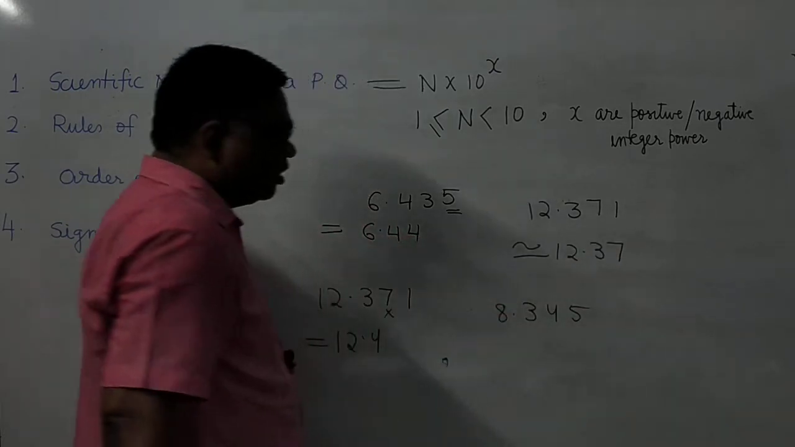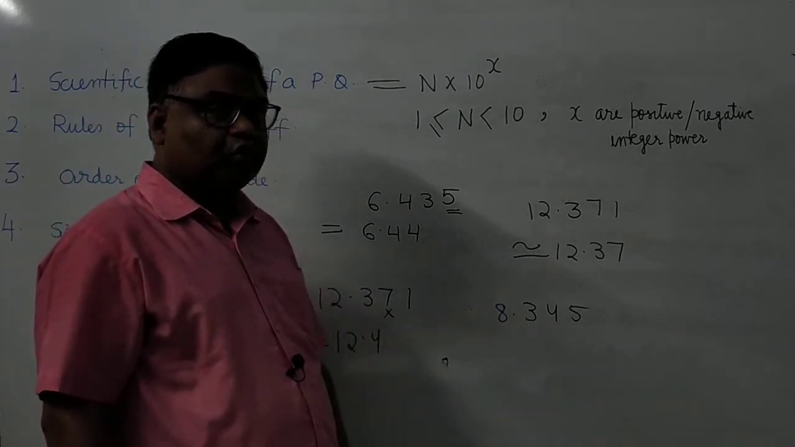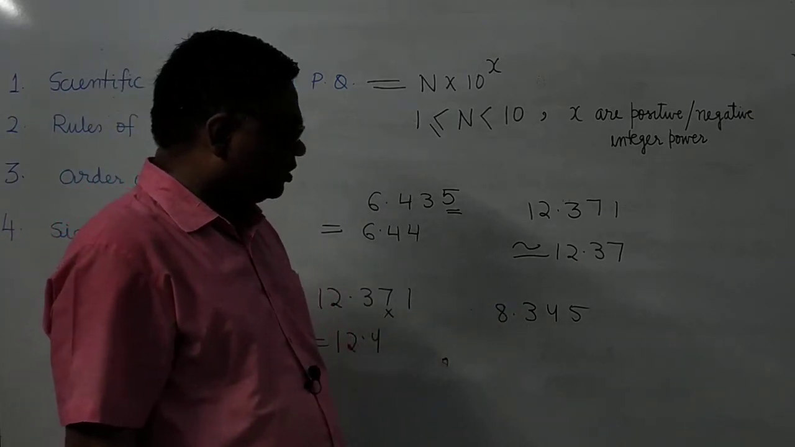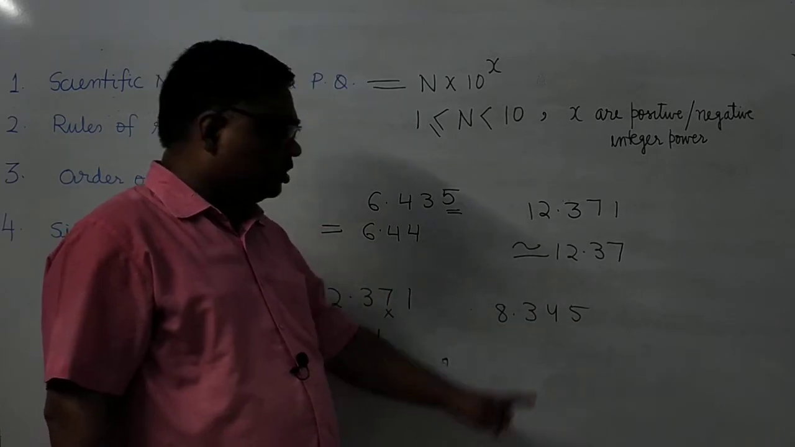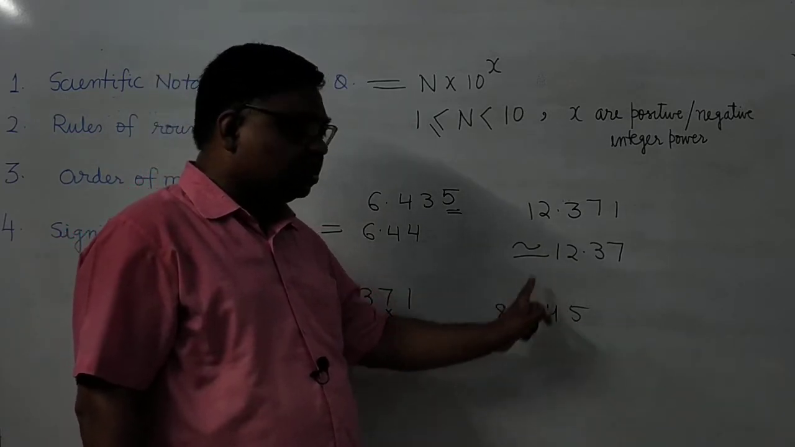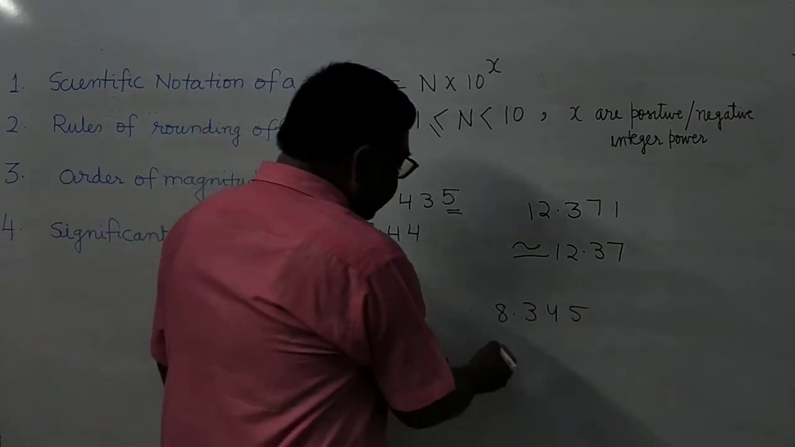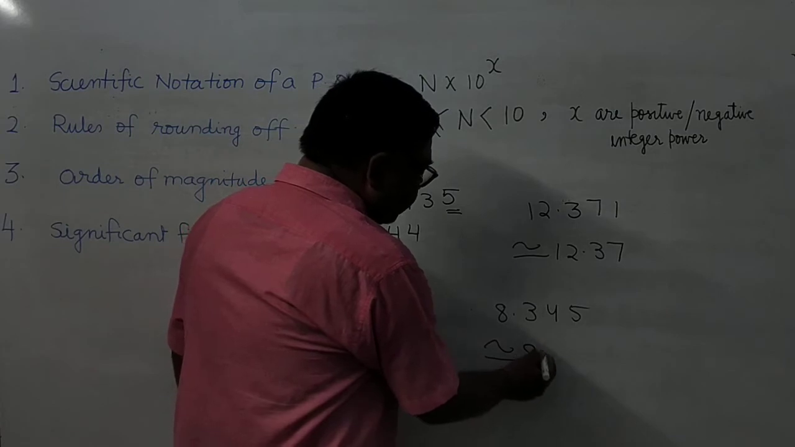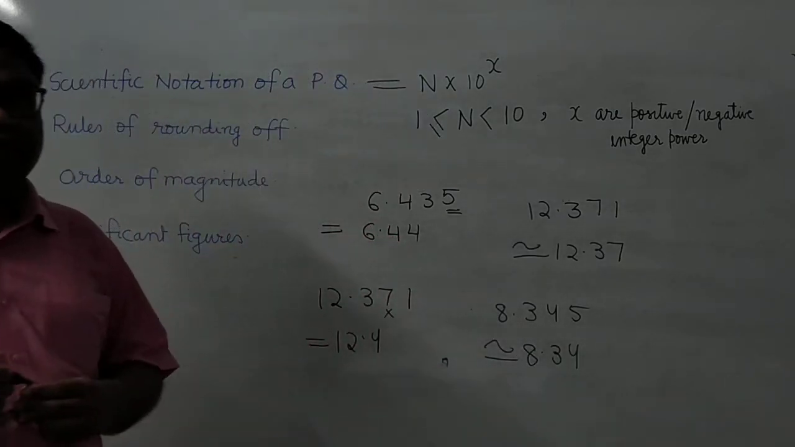Suppose if it is like this, 8.345, then what will you do? Suppose you have to round off up to 2 decimal places. So here the digit to be dropped is 5. It's clear? So you see the preceding place is even, therefore it will be dropped as it is. It's clear? So these are the rules of rounding off.